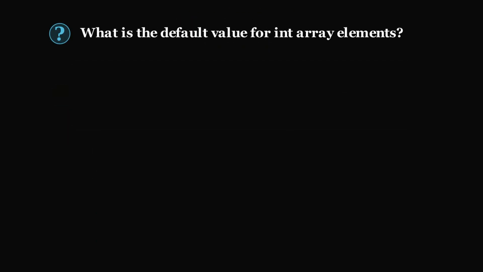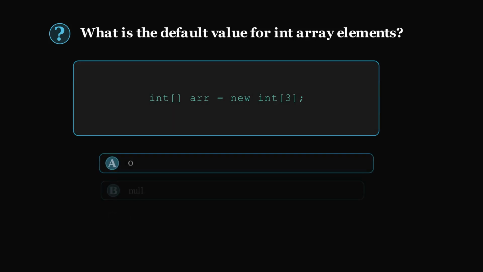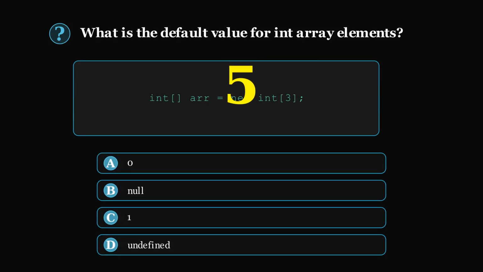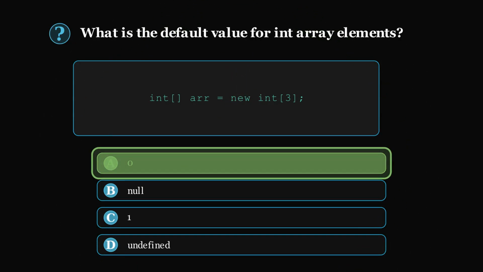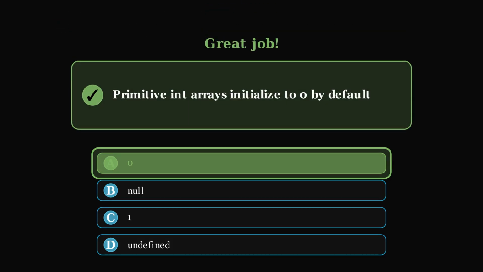What is the default value for int array elements? Which one is correct? The correct answer is primitive int arrays are initialized to 0 by default.